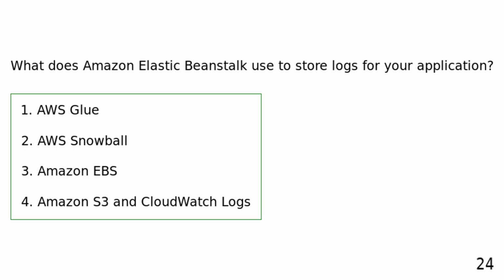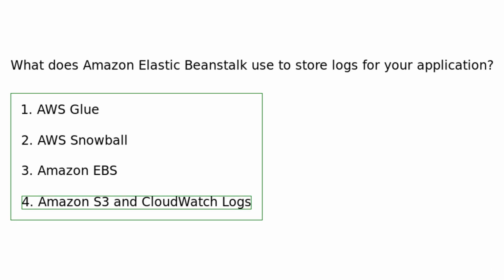What does Amazon Elastic Beanstalk use to store logs for your application? AWS Glue, AWS Snowball, Amazon EBS, Amazon S3 and CloudWatch logs. Logs are stored in Amazon S3 and CloudWatch logs for easy access and analysis.